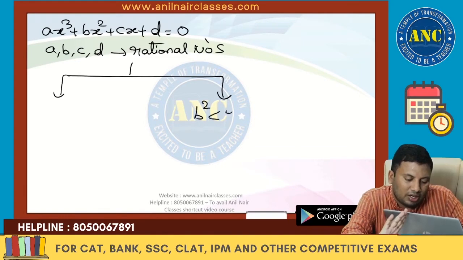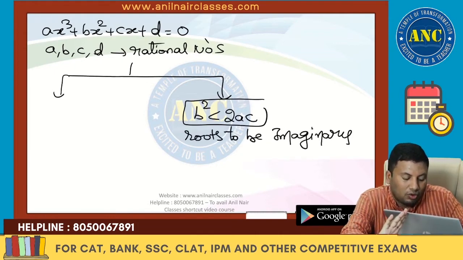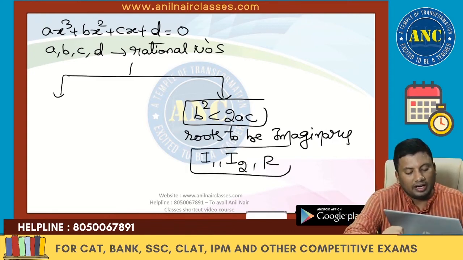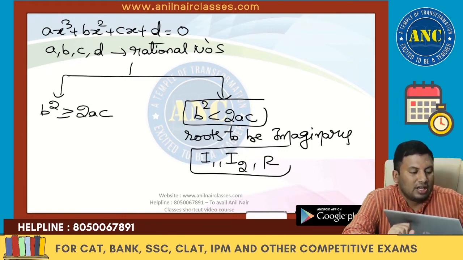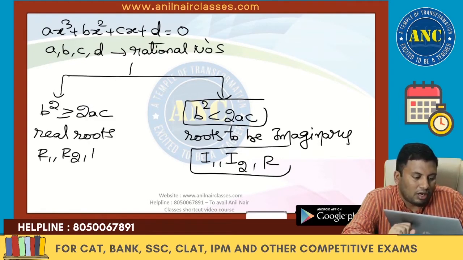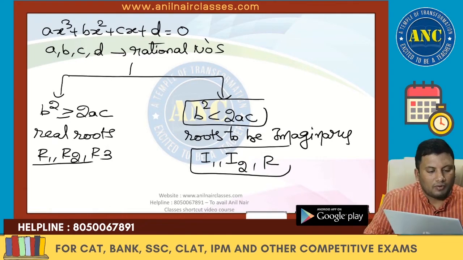b square less than 2ac is the condition for the roots to be imaginary. Imaginary roots happen in pairs: I1, I2 and R. If all the roots are real, then the condition is b square greater than or equal to 2ac. Real roots means R1, R2 and R3.